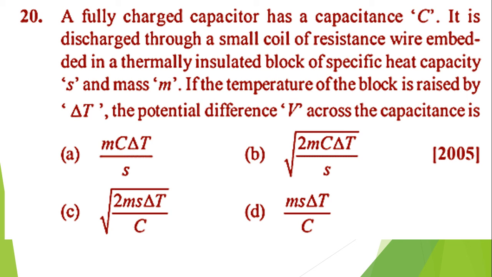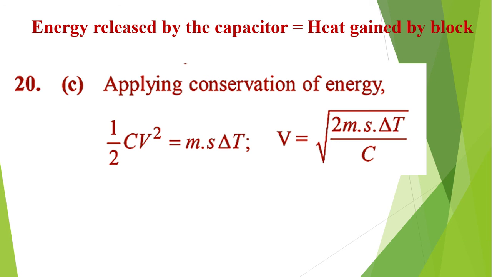So that means the conservation law of energy is applied. The energy released by the capacitor, because the capacitor is discharged through the resistance of the coil, is equal to the energy gained by the block. That means no loss of energy. Apply the conservation law of energy. The electrostatic potential energy lost by the capacitor is equal to the energy gained by the block, which is equal to ms delta T.